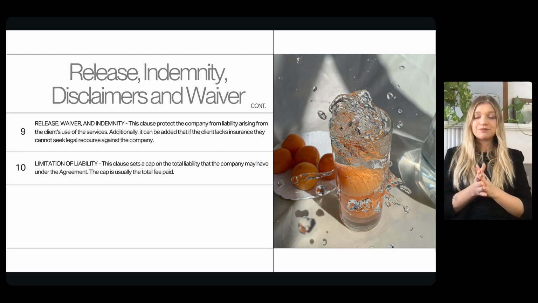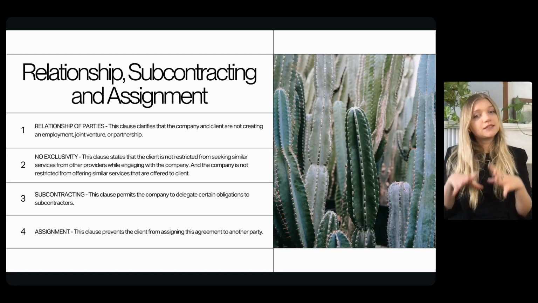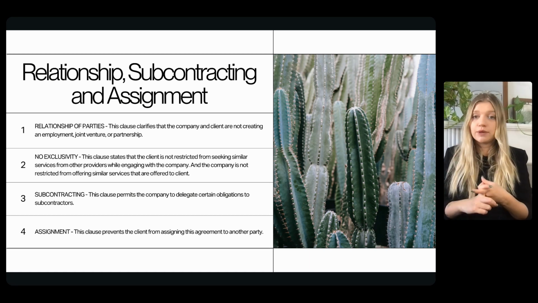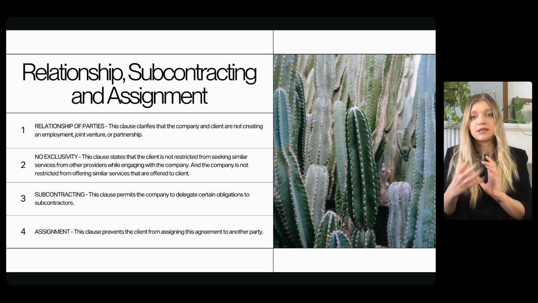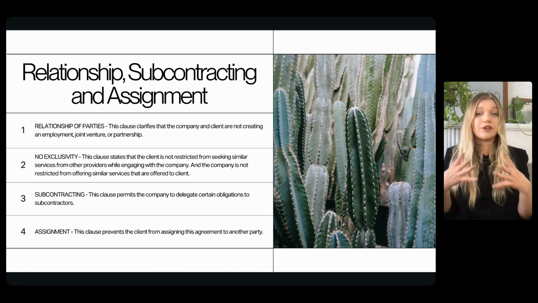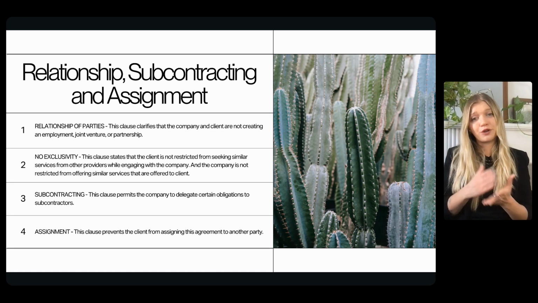Relationship of parties. Expressly state the type of relationship between the parties, that it is not an employment or joint venture or partnership. We discussed this a little bit in the beginning about independent contractor versus employee, but also accidentally entering a joint venture or partnership might mean that you could potentially be liable for your client.